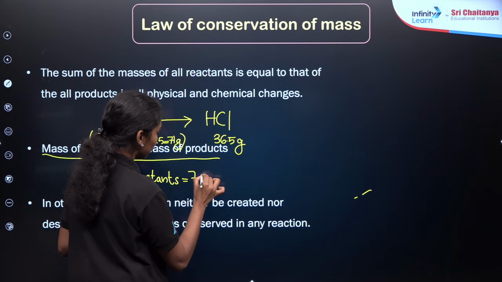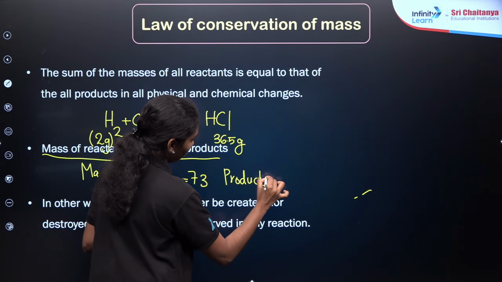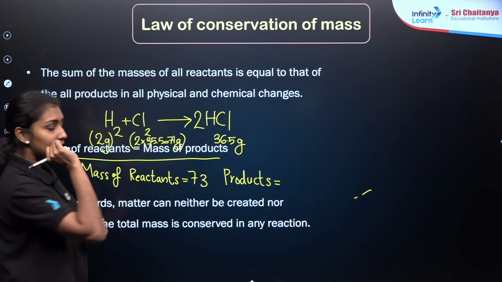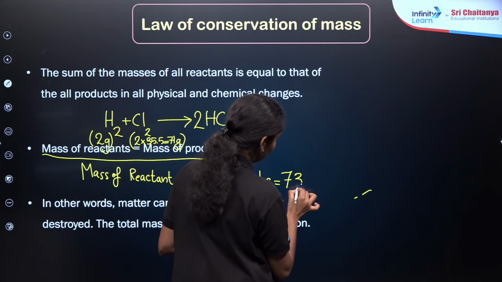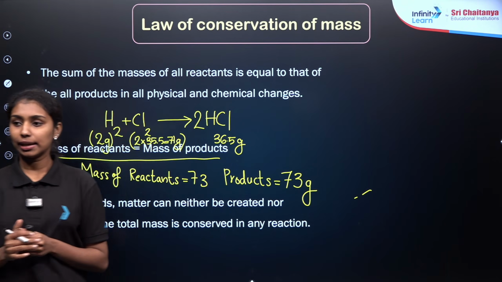It is 73, right? But in the case of the product, it is equal to 36.5 only. So we can adjust the equation by multiplying by 2, then it will form 73, right? So this is the basics of balancing chemical equations by using the law of conservation of mass. Is that clear?